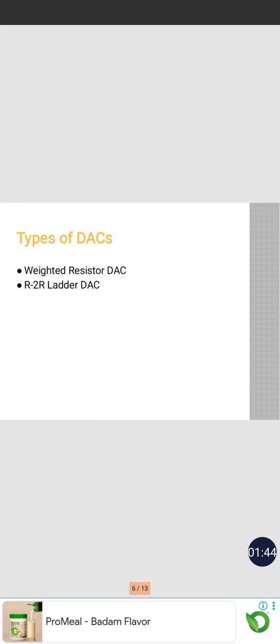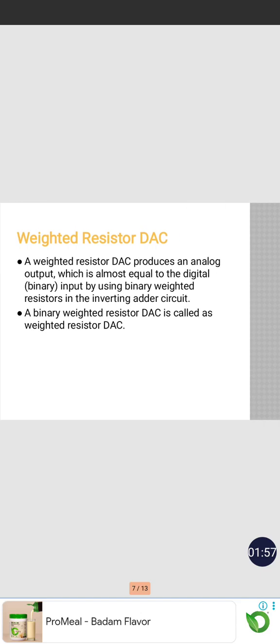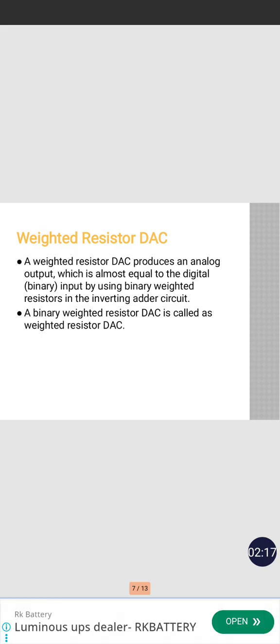And we are going to discuss the types of digital to analog converter. There are two types of digital to analog converter. The first one is the weighted resistor DAC, and the second one is the R-2R ladder DAC. First, the weighted resistor DAC. A weighted resistor DAC produces an analog output almost equal to the digital input by using binary weighted resistors in the inverting adder circuit. In short, the binary weighted resistor DAC is also called the weighted digital to analog converter.